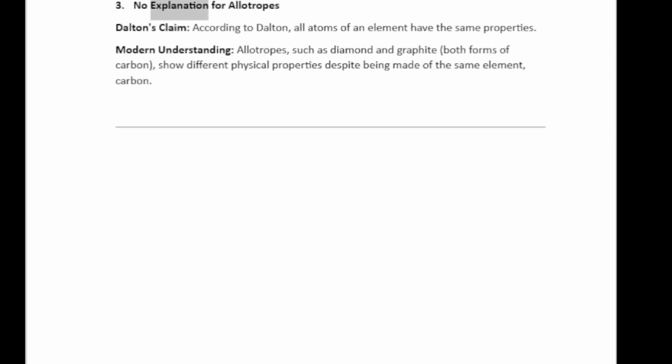No explanation for allotropes. Dalton's claim: according to Dalton, all atoms of an element have the same properties. Modern understanding: allotropes, such as diamond and graphite, both forms of carbon, show different physical properties despite being made of the same element, carbon.